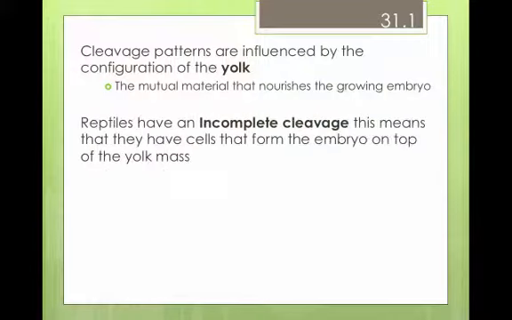So now back to the cleavage. Cleavage patterns are influenced by the configuration of the yolk. So what is the yolk? The yolk is the material that nourishes the growing embryo. It's kind of like a little mini food sack for the embryo. Reptiles, for example, have an incomplete cleavage. This is a type of cleavage, and it means that they have cells that form the embryo on top of the yolk mass.